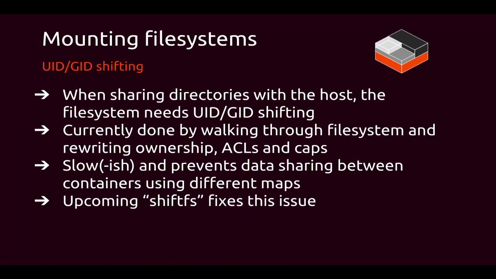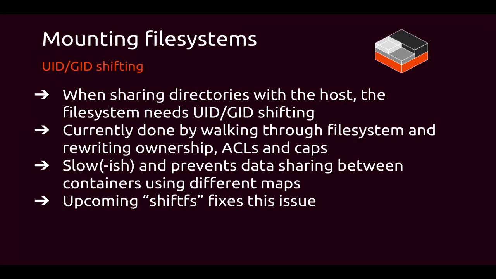And for the root file system itself, it means that when we create the container, we've got to shift it, which means we need to go through every single file inside there. We need to change the UID and GID, and we need to change any POSIX ACLs, and we need to change any file system capabilities. Not very fun. It works. We've done it for years now, but we want something faster. And that's what ShiftFS gets us.